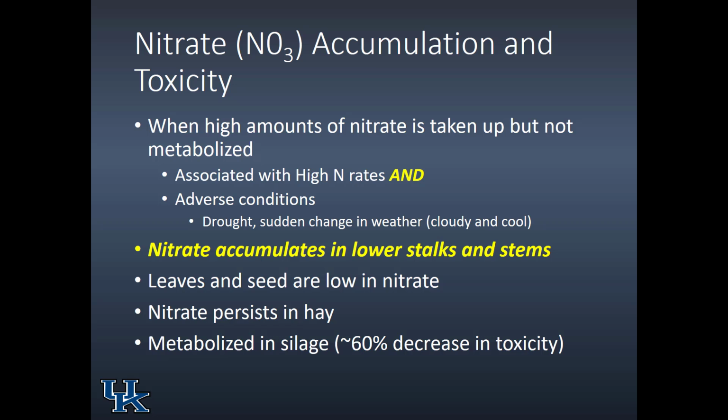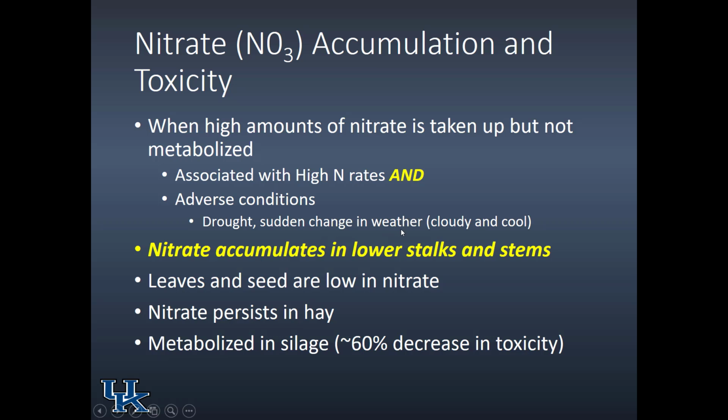In order to get nitrate toxicity, we have to have a combination of things. Number one, we need to have high nitrogen rates, and we need adverse conditions that prevent the plant from metabolizing the nitrates that it brings up through the roots into protein. What are those adverse conditions? They could be drought or a sudden change in the weather.